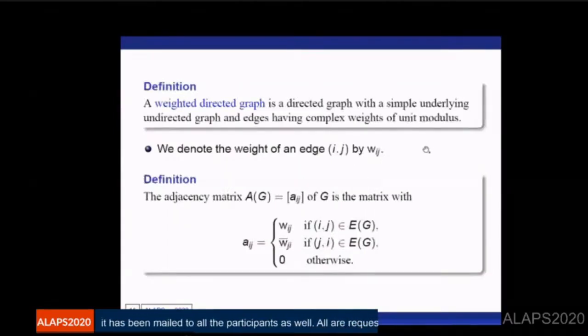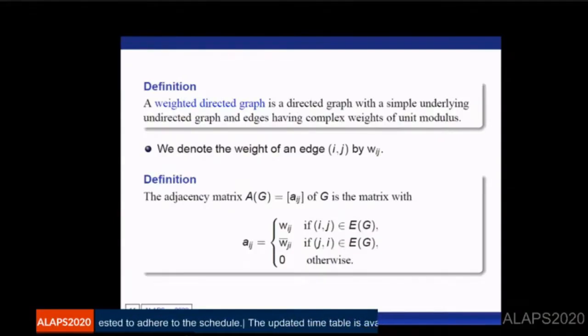Now we move on to the direction of weighted directed graph. Now, what is a weighted directed graph? A weighted directed graph is a directed graph whose underlying graph is a simple graph, and each of the directed edges has a complex weight of unit modulus, which are complex numbers of unit modulus. So that type of directed graphs are called weighted directed graphs.